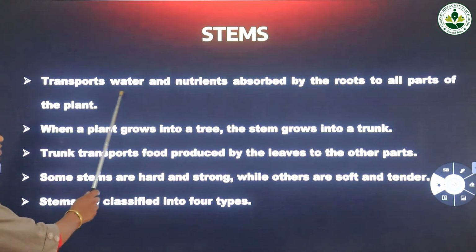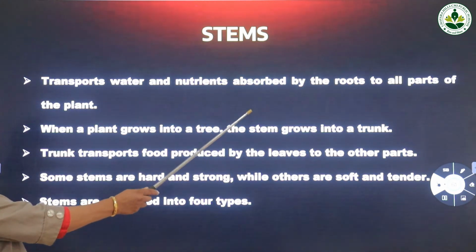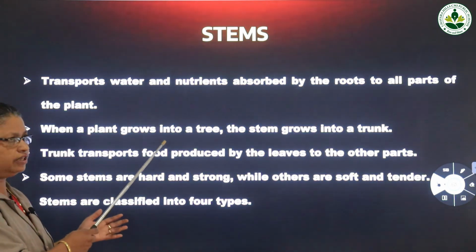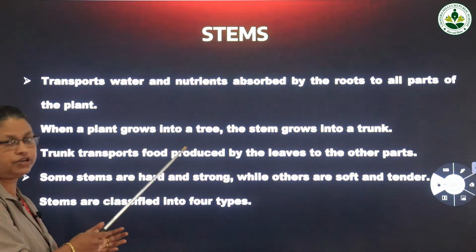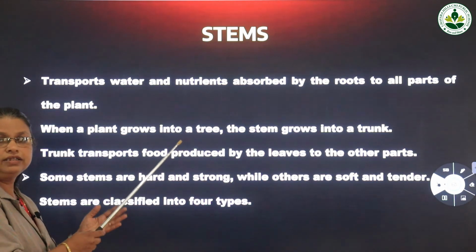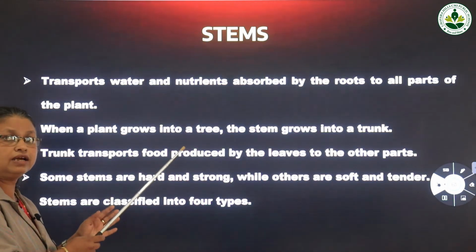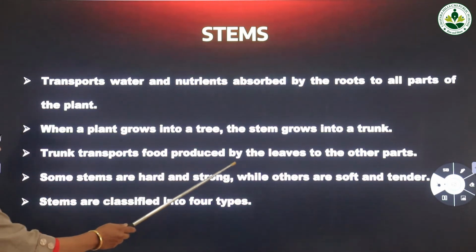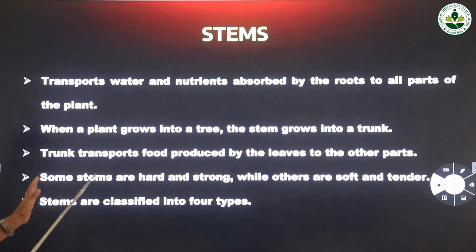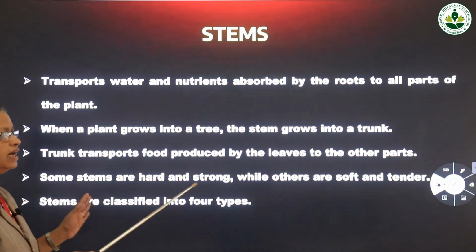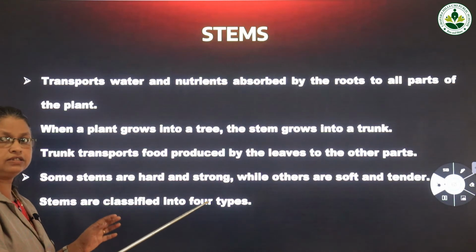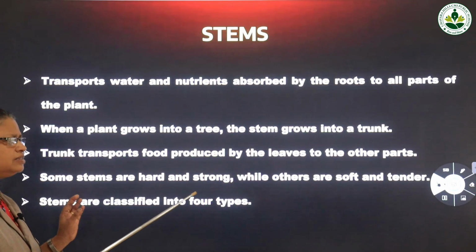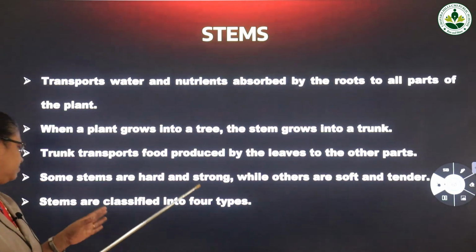A stem transports water and nutrients absorbed by the roots to all parts of the plant. And when a plant grows into a tree, the stem grows into a trunk. Trunk transports food produced by the leaves to the other parts. So some stems are hard and strong while others are soft and tender. Some stems are very hard, the trunk is very hard, but some plants have tender stems.